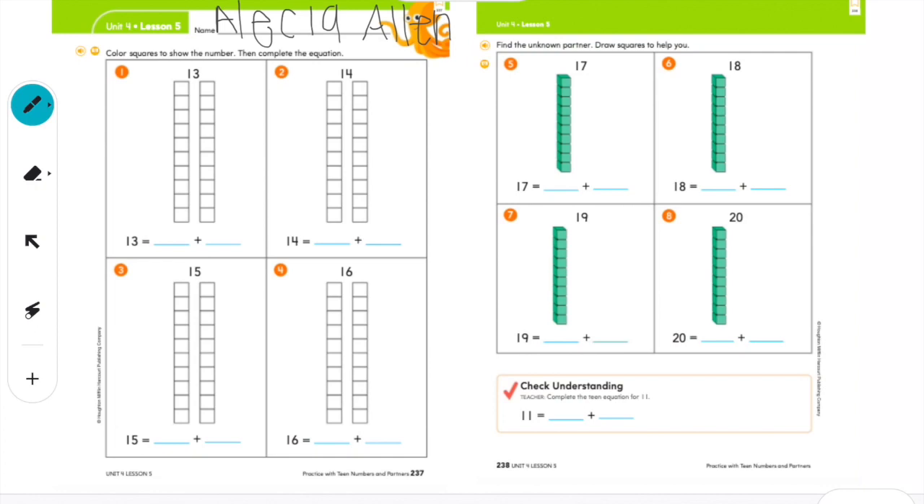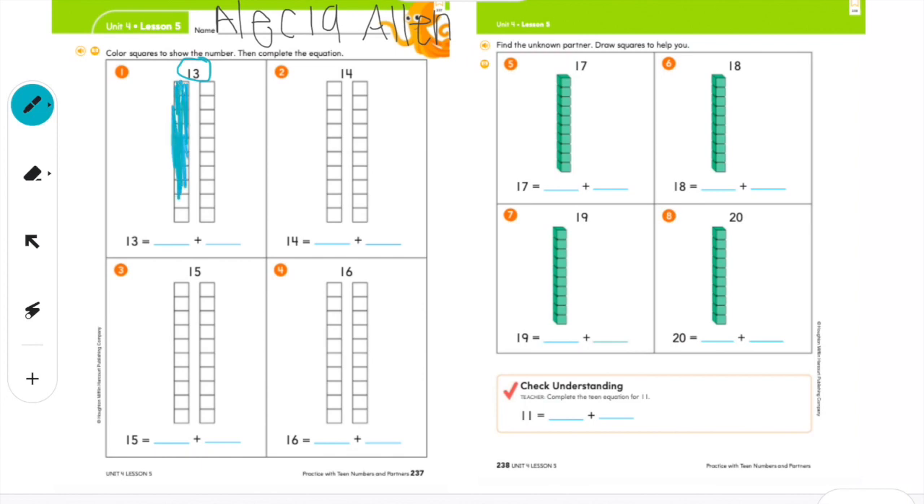And I am going to color the squares to show the number. Then complete the equation. So I'm going to pick my favorite colored crayon and I'm going to color in this many boxes. 13. So I know that one of these sticks is a 10 stick. So I know there's already a 10. And since this is a teen number, I know there's a whole entire 10 in that teen number. So I'm not even going to count these sticks. I know that there's 10 right here.